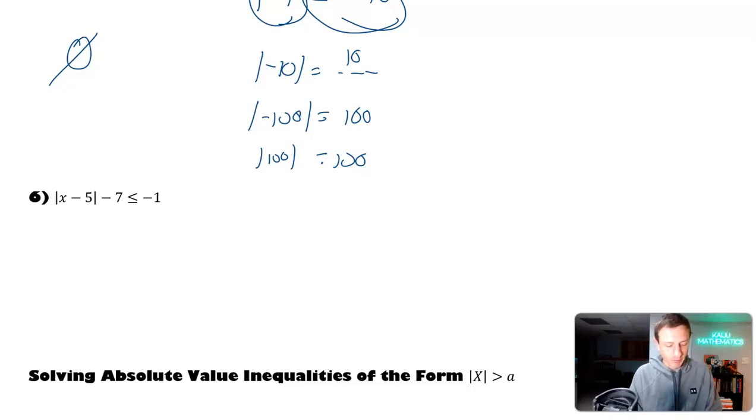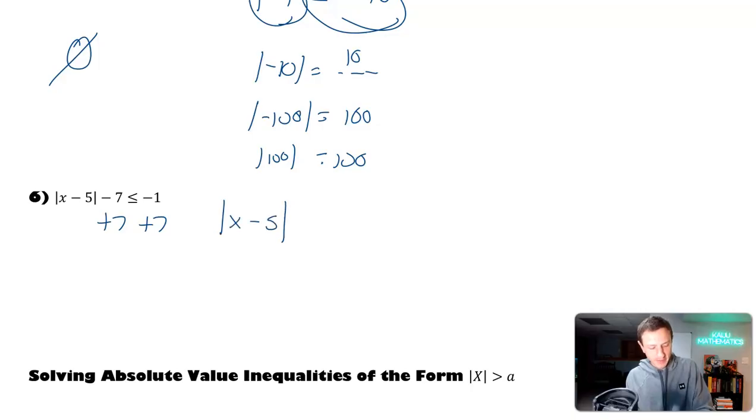Where on the next one, absolute value of x minus 5 minus 7, less than or equal to negative 1, you see how the absolute value is not by itself yet? I have to go ahead and get the absolute value by itself. So now I have the absolute value of x minus 5 less than or equal to negative 1 plus 7. 7 minus 1 is 6.